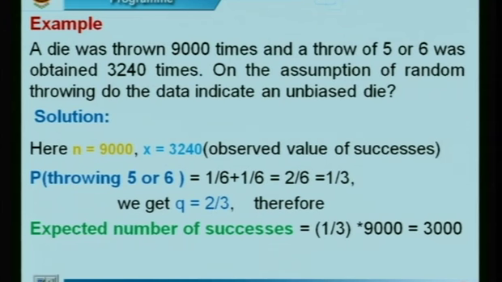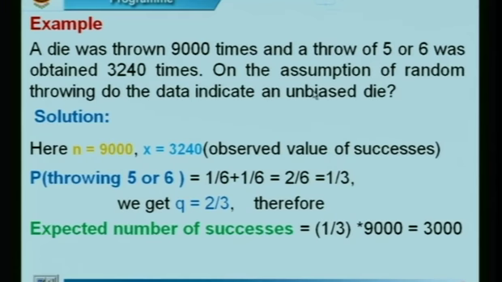Then, based on all these observations, we go for the case when the data is normally distributed. Under this principle, we are going to discuss different situations. We can take them as problems. The first commonly occurring situation we can come across: a die was thrown 9,000 times and a throw of 5 or 6 was obtained 3,240 times. On the assumption of random throwing, do the data indicate an unbiased die?